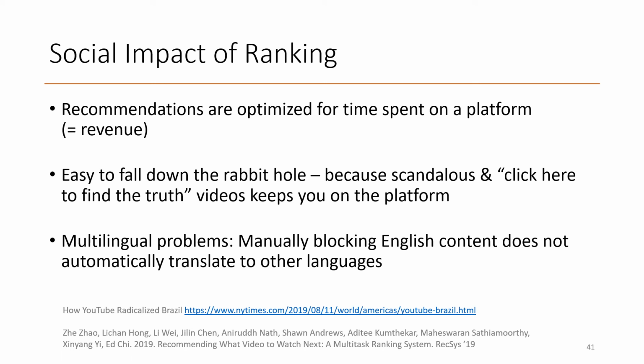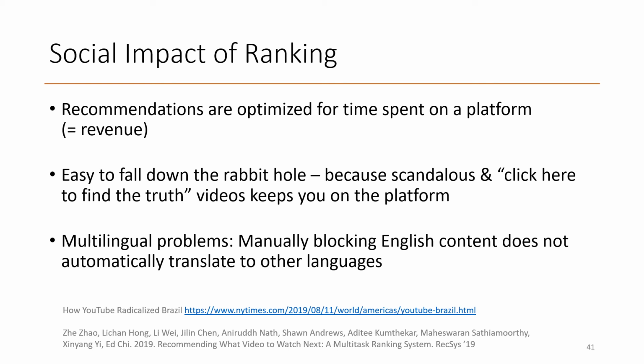Furthermore, if we look at ranking models and recommendation models and the social impact they can have, we are always concerned with what those models are optimized for. So if, for example, you optimize a model for time spent on a platform, it's easy to let users fall down a rabbit hole, because scandalous and "click here to find the truth" videos, etc. are more likely to keep you on the platform and thus generating more watch time.